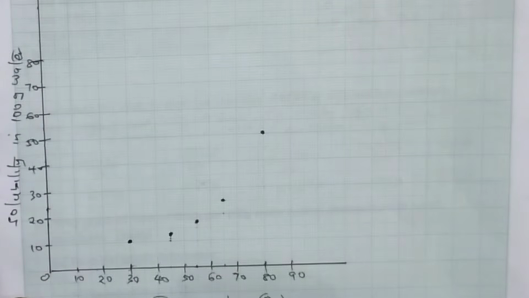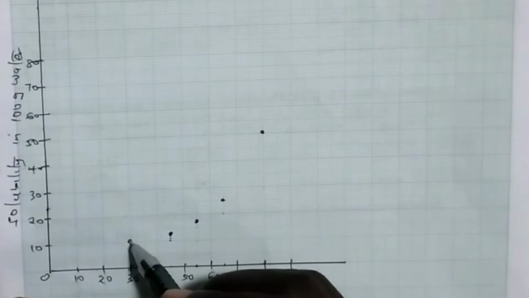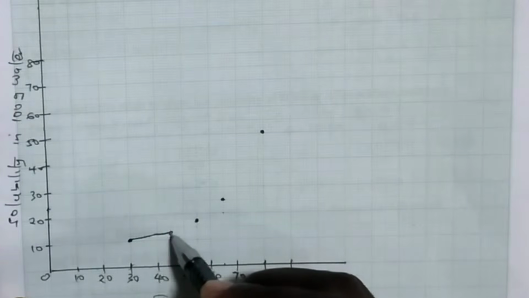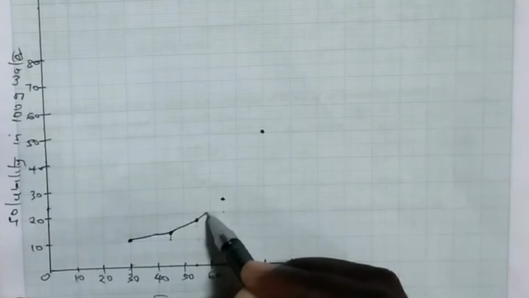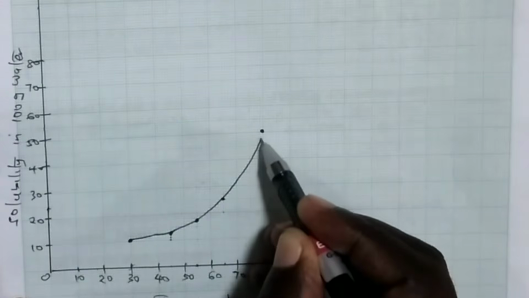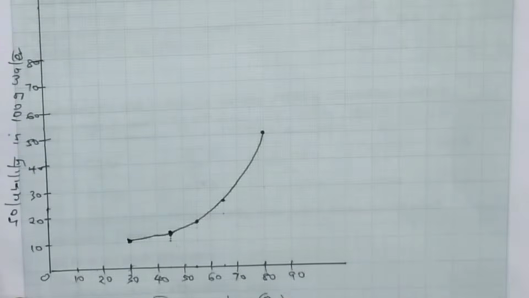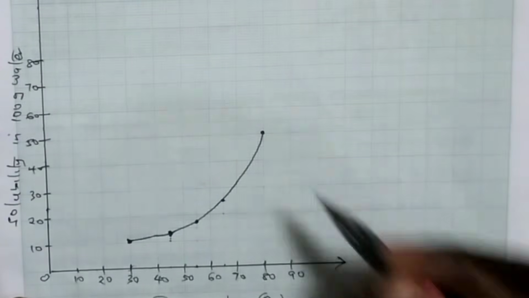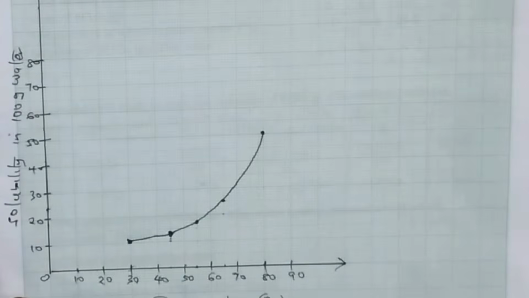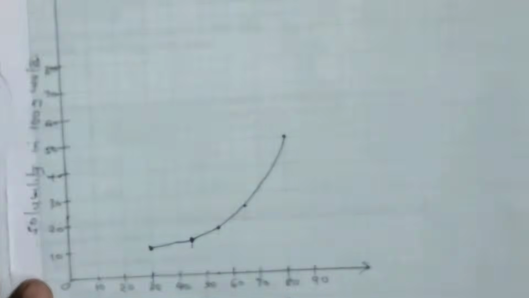Having plotted all these points, we can now join all the plotted points like this, and that is our graph so far. We are going to use the graph to solve the questions that we have. So let us proceed. This is part B of the same question.